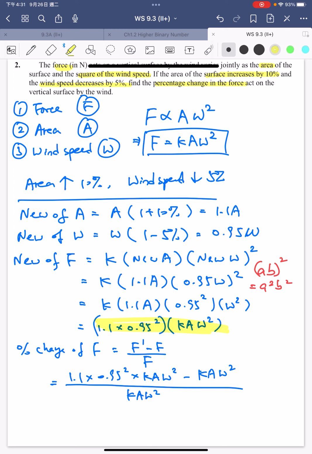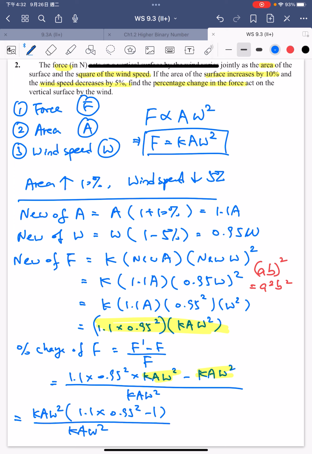Taking KAW squared as a common factor, this is equal to KAW squared times (1.1 times 0.95 squared minus 1), divided by the denominator again, KAW squared. As the numerator and denominator both have KAW squared, we can just eliminate them. Using a calculator to calculate the whole thing, the answer should be equal to negative 0.00725, which means it is equal to 0.725%, which is a percentage decrease. So you will have a negative sign.